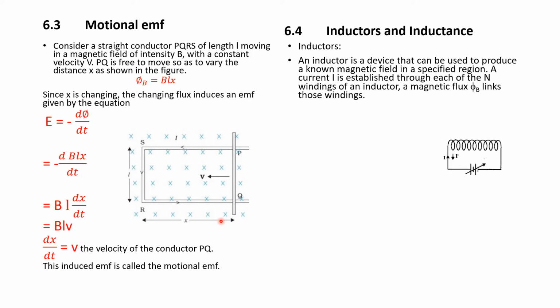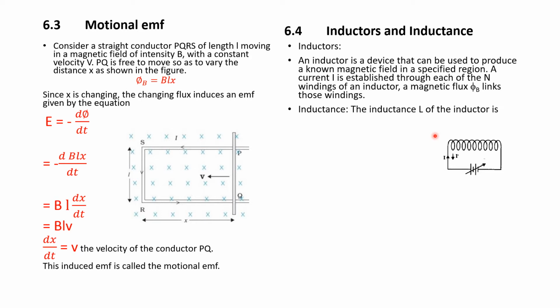Please see the figure. In the figure, an inductor is shown. It is nothing but a coil with N number of turns. So, it is a device which produces a magnetic field in a specified region. A current I is established by a voltage source V, which supplies a current I through the N windings of the inductor. A magnetic flux phi B links those windings.